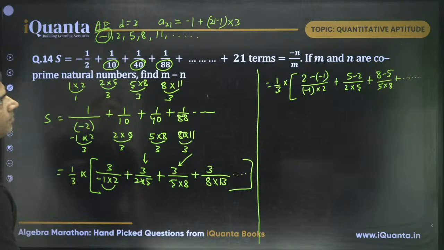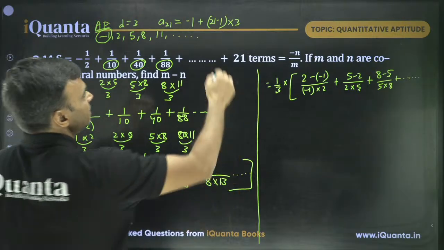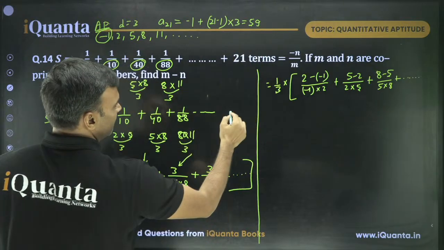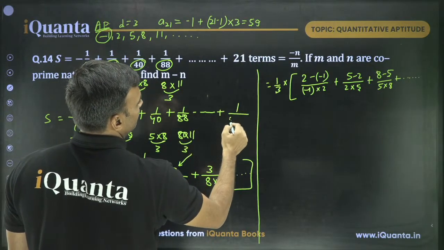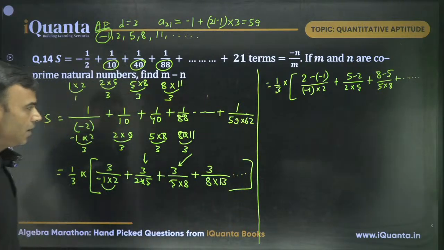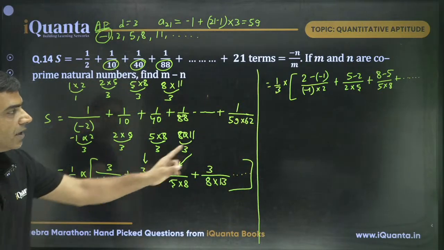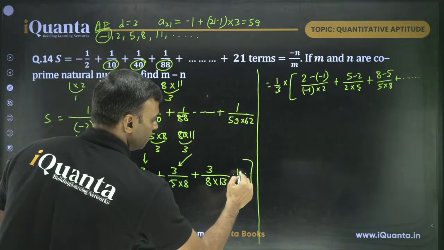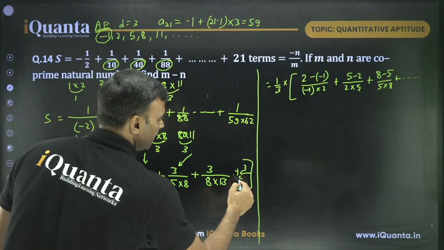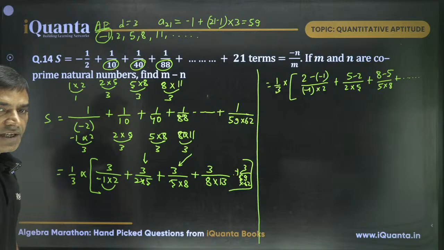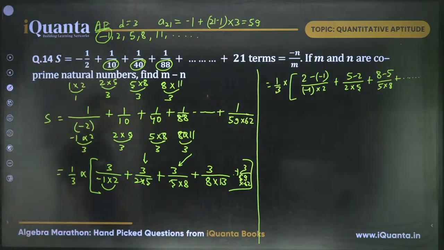Can you do this? That is 20 into 3, 60, minus 1, that is 59. That means the 21st term will be 1 upon 59 into 62. If we get the first term, then by adding 3 we get the second. So here the last term would be 3 upon 59 into 62. Okay? Is it clear? Can you respond and tell me if it is clear?